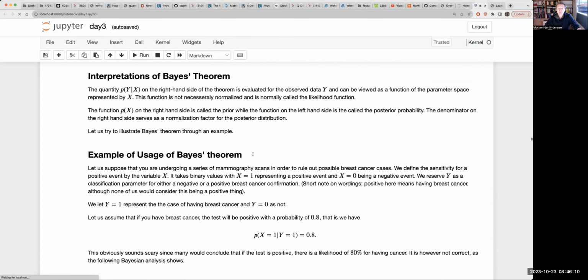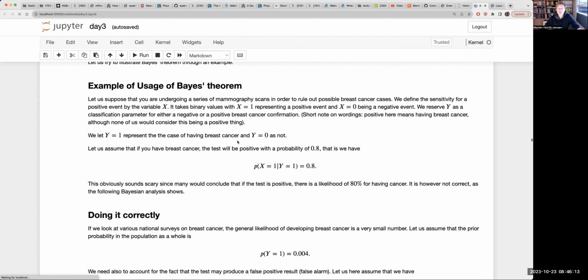If you think of a simple example of using Bayes' theorem, you could think of mammography. These scans are often used to rule out possible breast cancer cases. You could say that we define the sensitivity for a positive event by a given variable x. This takes binary values, with x equal 1 representing a positive event and x equal 0 being a negative event. And we reserve y as a classification parameter for either a negative or a positive breast cancer confirmation.